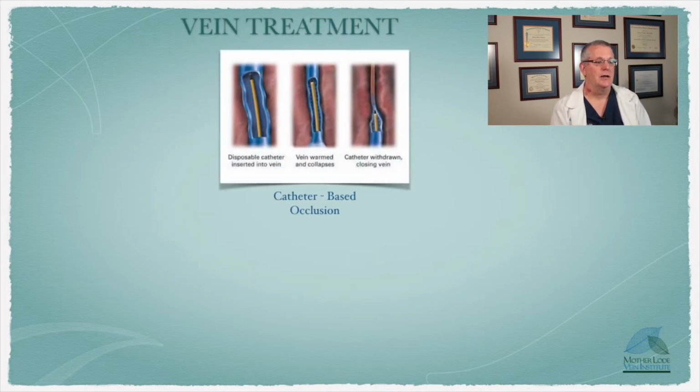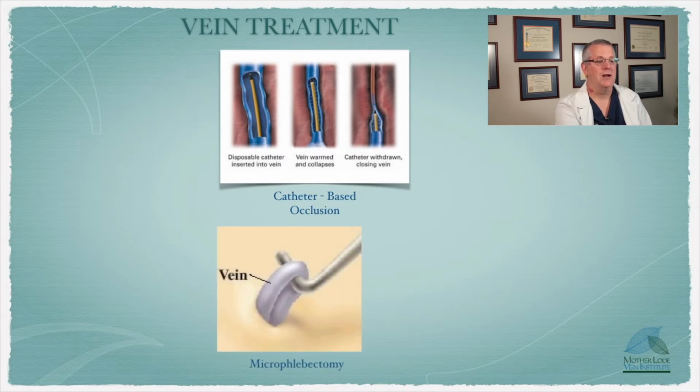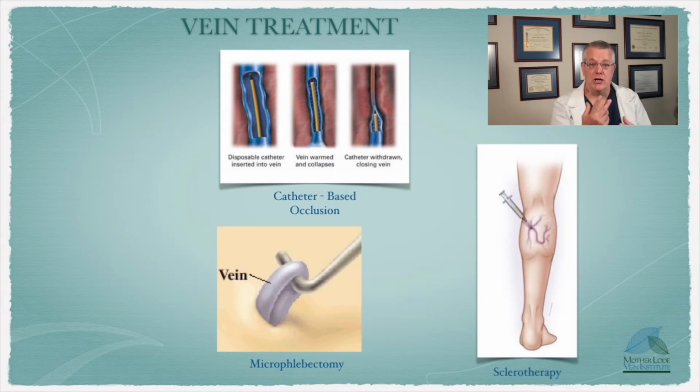Essentially, we have various types of catheter-based occlusion techniques to treat venous reflux, and I'll go over those. We have surgical techniques where we use a procedure called microphlebectomy, where we hook and remove. I call that the hook and remove technique. And we also have sclerotherapy, where we inject veins with a chemical to injure the inside lining of the vein, and that helps to close down the superficial veins. That's usually, but not always, done for cosmetic reasons more so than medical reasons. But those are the standard techniques we have in this day and age.